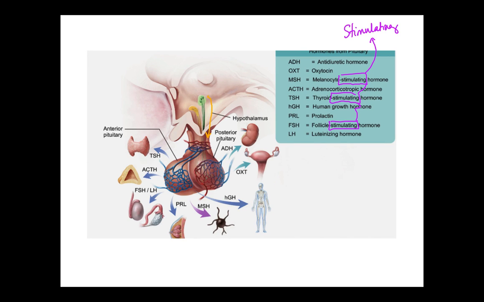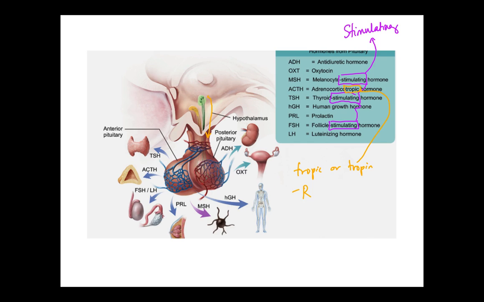Now there's also this one, tropic. And we only have one of those in here. But what these tropic, or sometimes they're called tropin, anytime you see that, what that means is that this hormone is stimulating another gland to make something. Okay? So it's kind of in the same vein as stimulating.